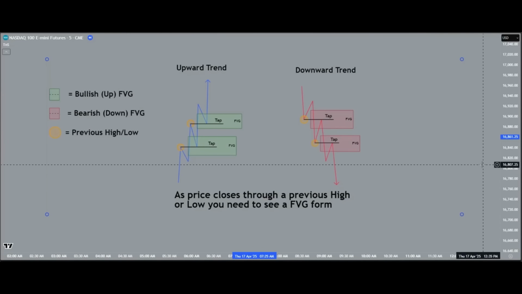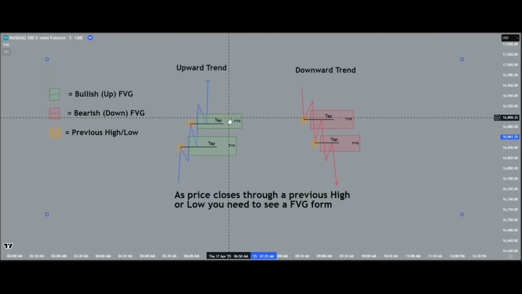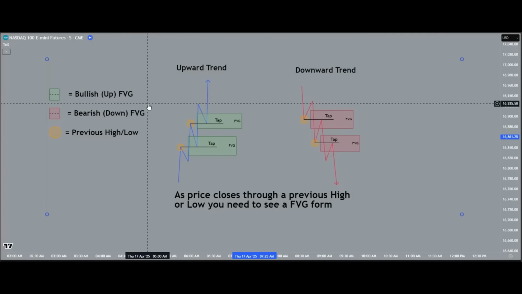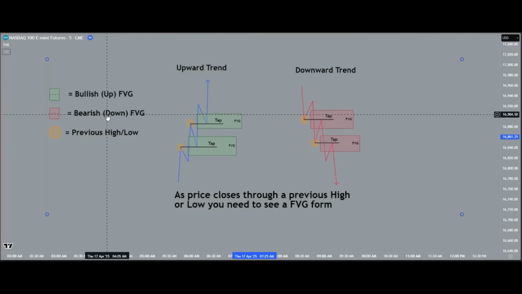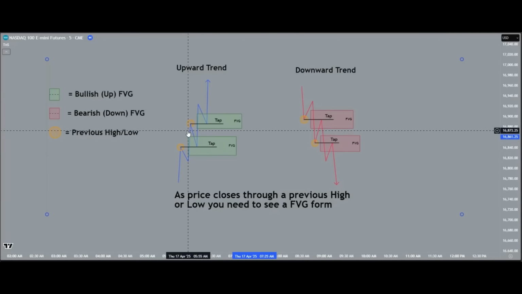Now, to put it all together here, when price moves in either trend, you want to see what's called a fair value gap being made. When price is in an upward trend, you want to see a bullish fair value gap be made, or FVG for short. When price is moving down, you want to see a bearish FVG be made. And all bullish or bearish simply means bullish means up, bearish means down. And just to keep it simple, I have it color coded here so you could see bullish for green, bearish for red.